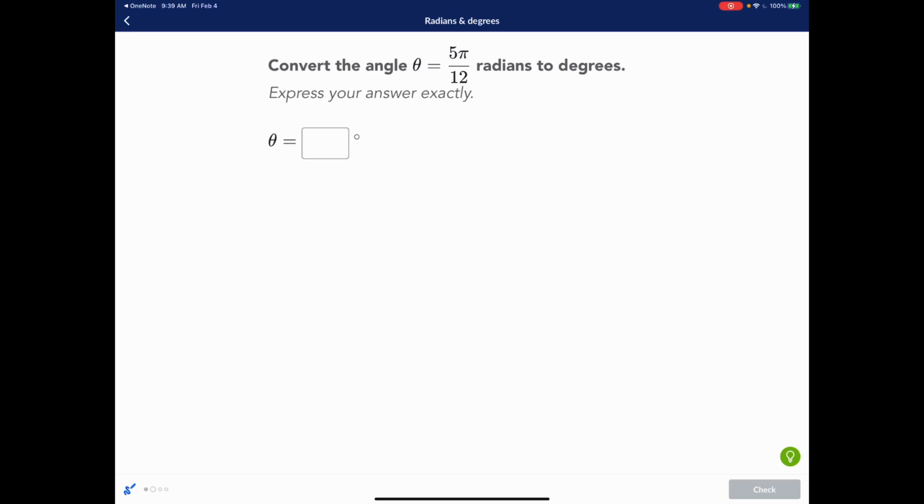Hello everyone, now let's take a look at this problem here. I've got 5 pi over 12 in radians, and I want to turn that into degrees. So let's take a look at how I would go ahead and do that.